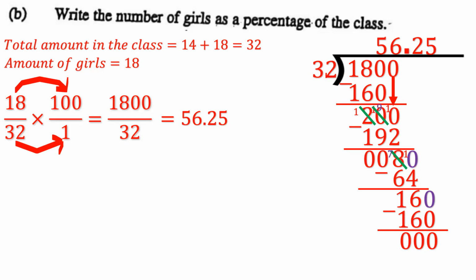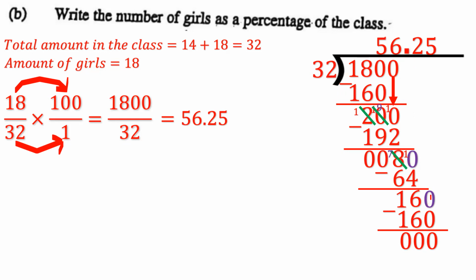And so how many times can 32 go into 80? Well, 32 goes into 80 twice. So 32 times 2 is 64. And so we have 80 minus 64. 80 minus 64 is definitely 16. Again, we have the decimal point. That decimal point gives us the permission to put a 0 here.